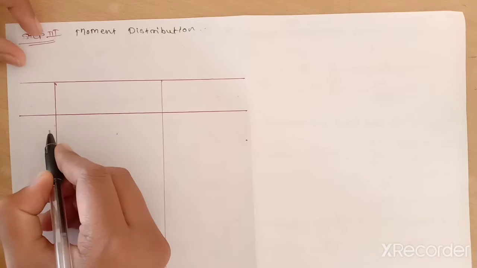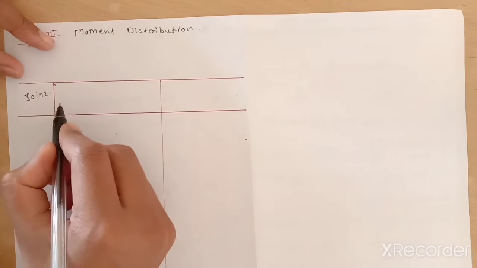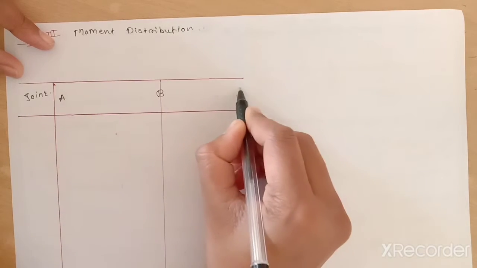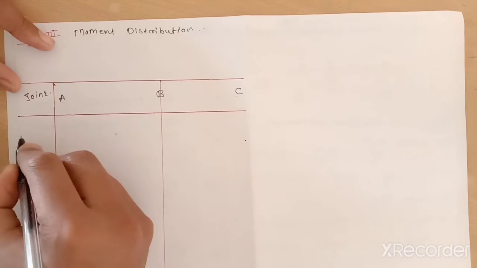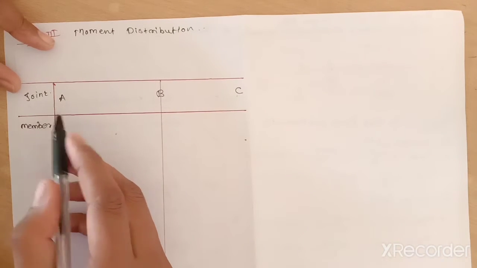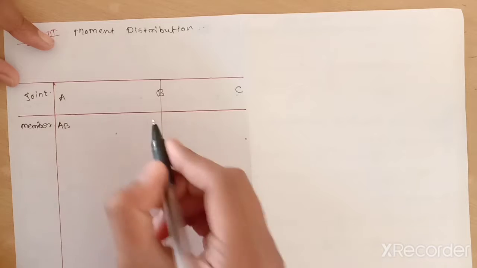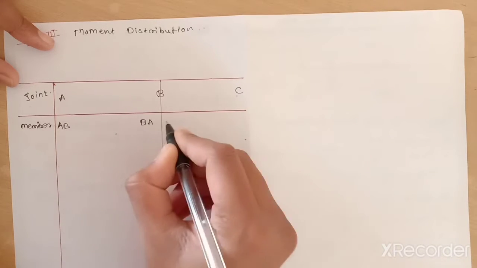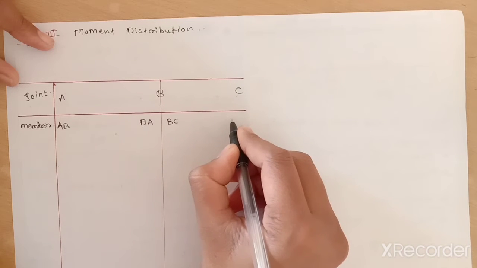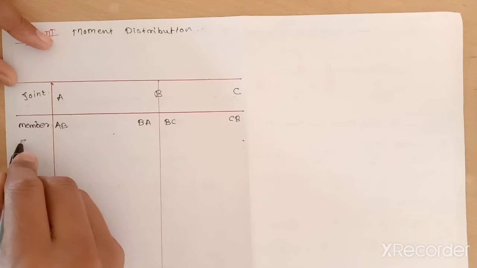So in that chart, first is joint. There are 3 joints, A, B and C joint. Then next is member. So for A joint, AB member is active. Then for B joint, 2 members are active: first is BA member and second is BC member. And then last for C joint, CB member is active. Then next, fixed end movement.